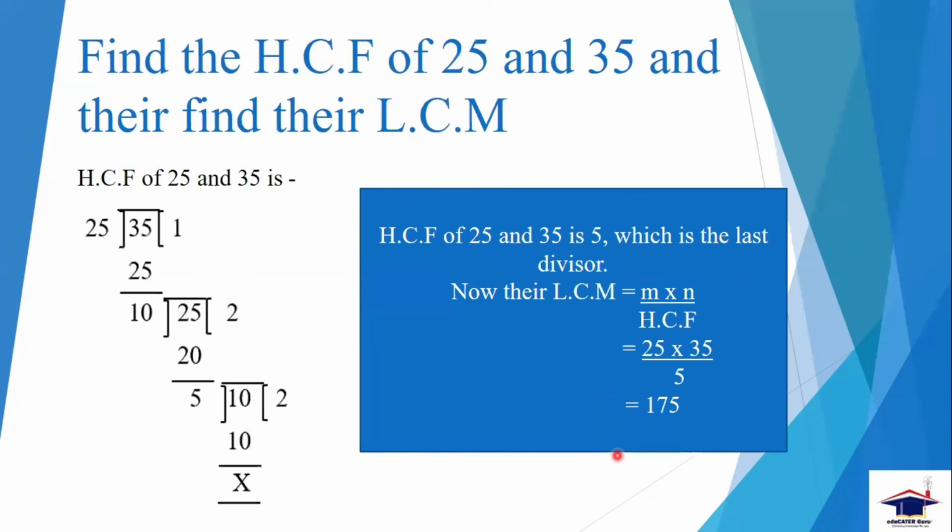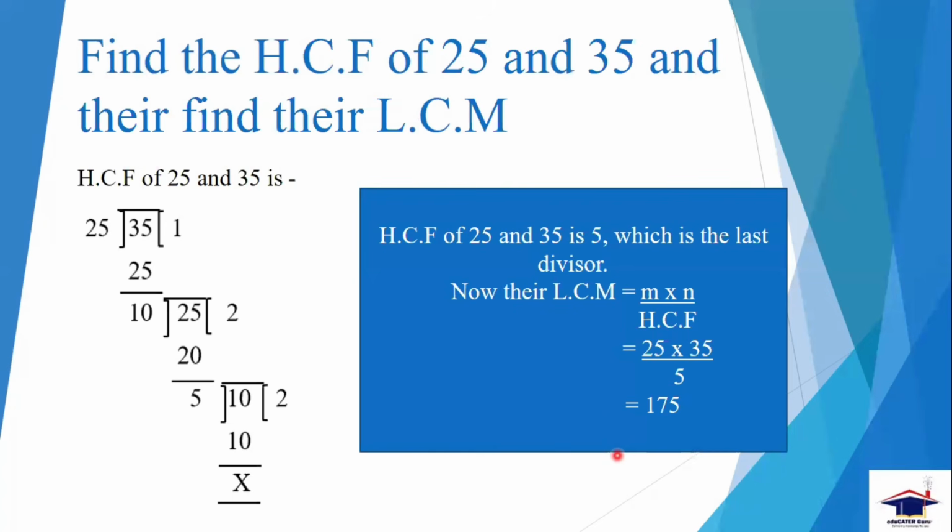Next, find the HCF. Now they have reversed the question. In the last problem, we found the LCM first and then, using the formula, we found the HCF. But now we'll find the HCF first and then, by using the formula, we'll find the LCM. So, HCF of 25 and 35.